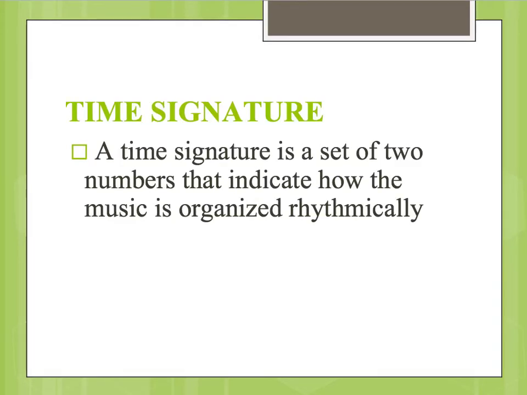So here's our actual definition, and this can sometimes be difficult to understand, but it says a time signature is a set of two numbers that indicate how music is organized rhythmically. So this set of two numbers is always two numbers on top of each other. We often see 4/4 time. We might see it in 3/4 time. Maybe there's an 8 on the bottom instead, 3/8 time.